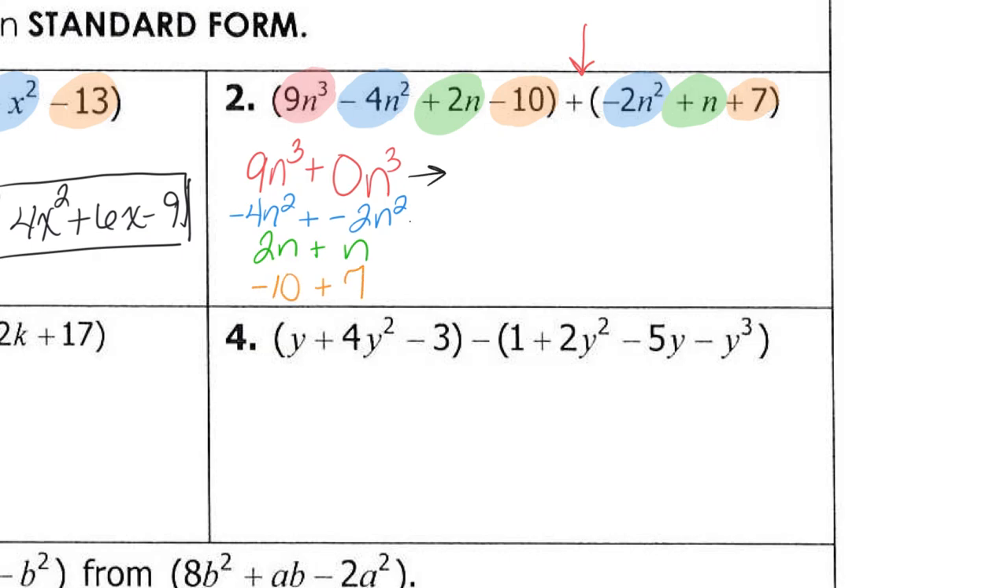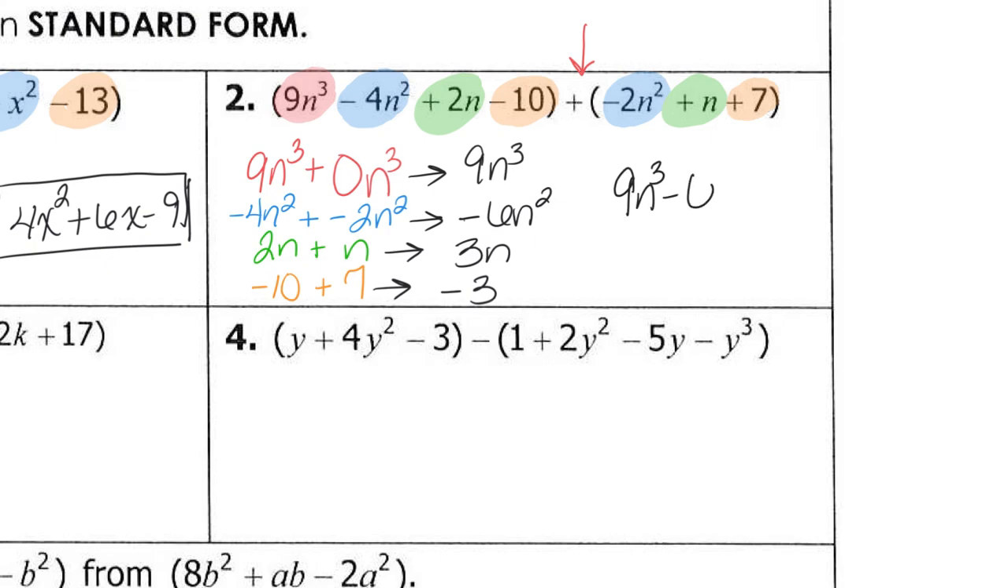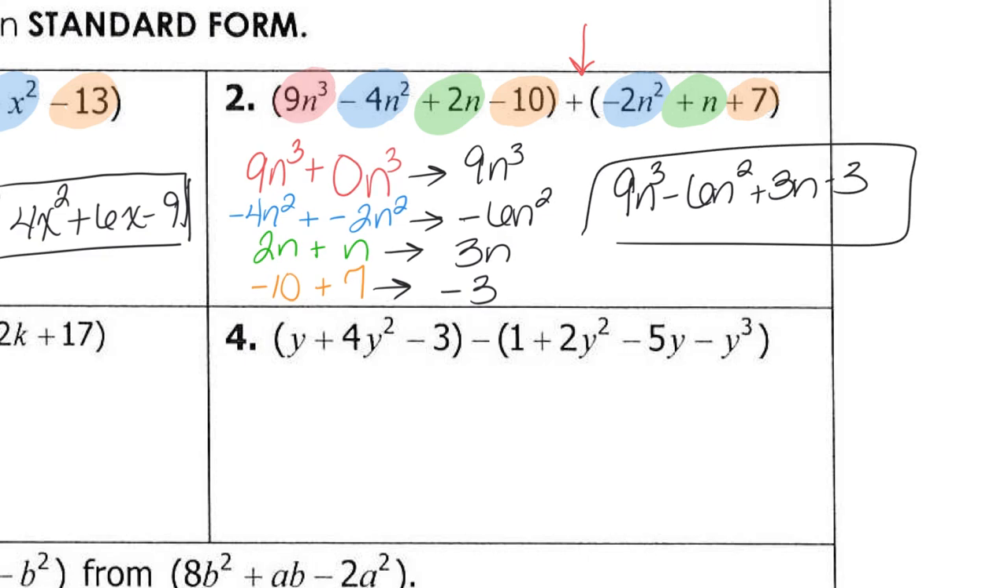I can look at each like term separately, and I would have 9n cubed. Negative 4 plus negative 2 is negative 6n squareds, 3 n's, and a negative 3. And then in order to put it all back together, you put it in standard form. And that's it.